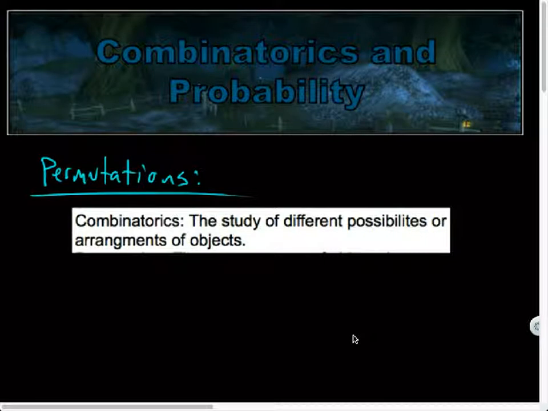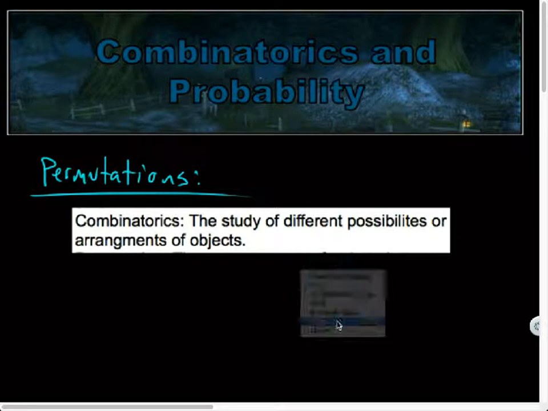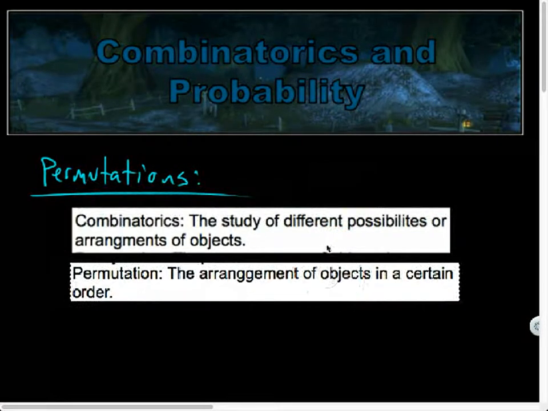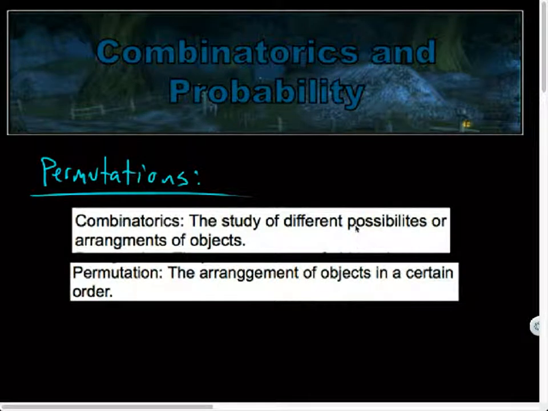Permutations is the arrangement of objects in a certain order. I'll throw that up for you as well, in case you're wondering. Permutations and combinations are going to be helpful later on when we study probability in this chapter. We have to know how to count things before we can run. So combinatorics and permutations is what we're analyzing today.